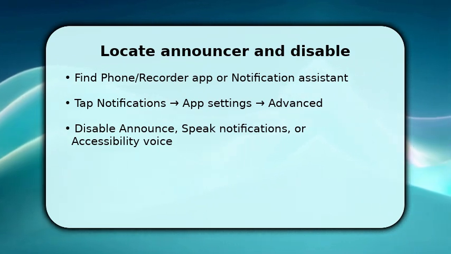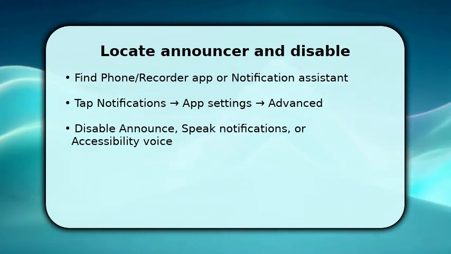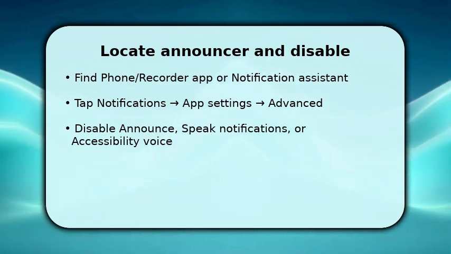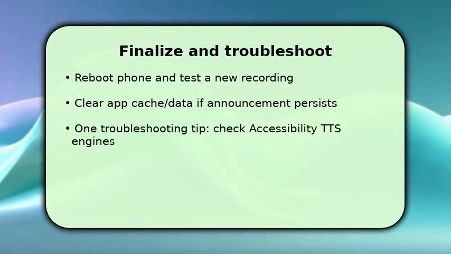If the announcer is a system service, use Show System Apps to reveal it, then turn off its notification permission. You finish by rebooting the phone and recording a quick clip to confirm the announcement is gone. Testing immediately prevents surprises later.